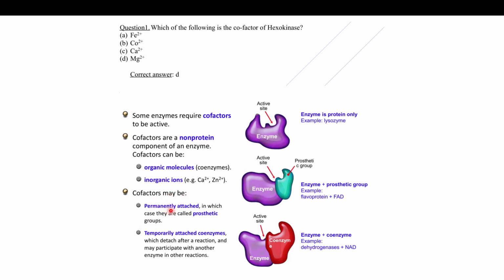Cofactors can also be permanently attached, in which scenario they are called prosthetic groups. So the enzyme is the protein part, and the prosthetic group is permanently attached. An example is flavoprotein plus FAD. Or a cofactor can be temporarily attached, which is a coenzyme, which can detach after a reaction and may participate with other enzymes in other reactions.